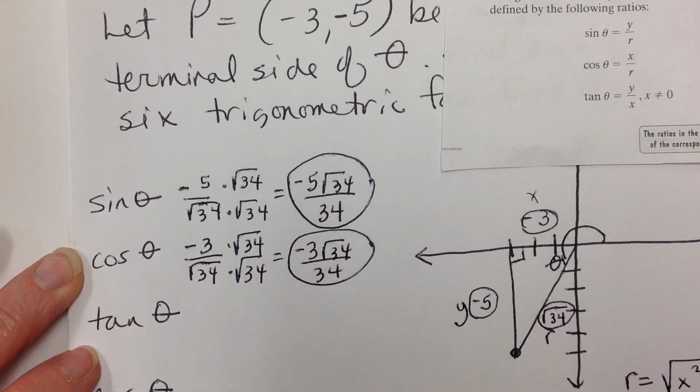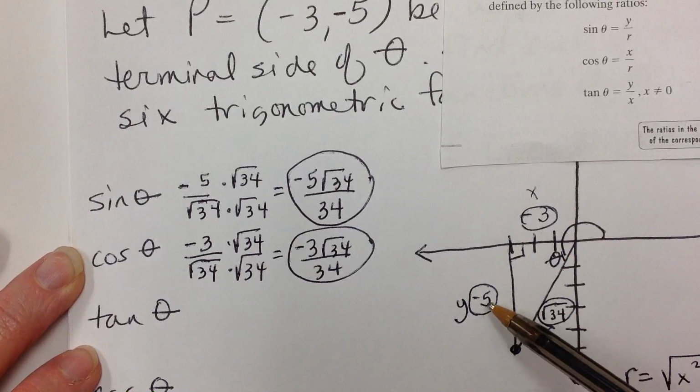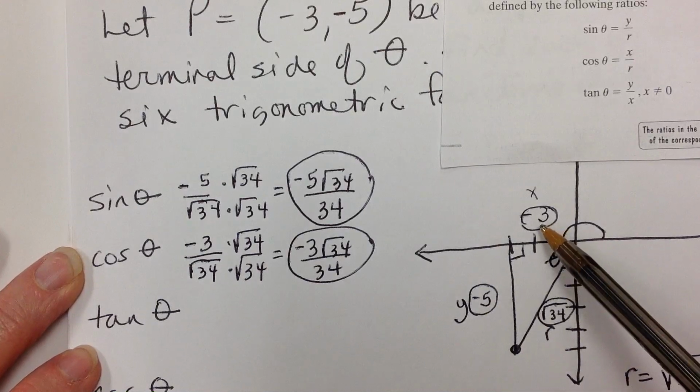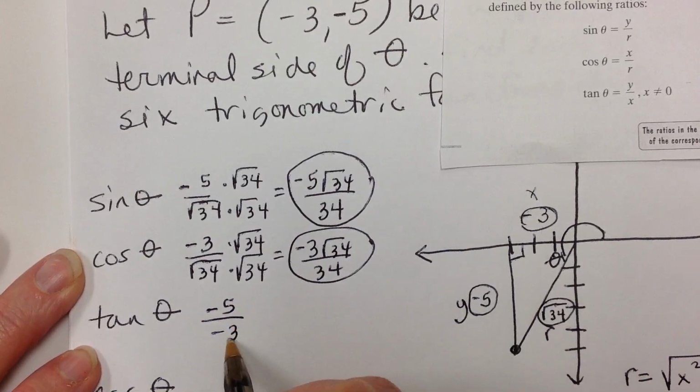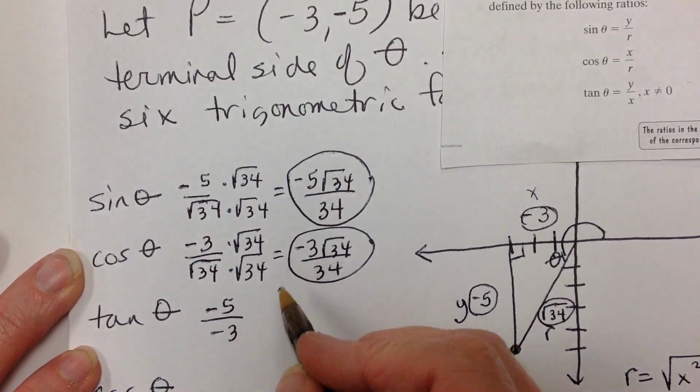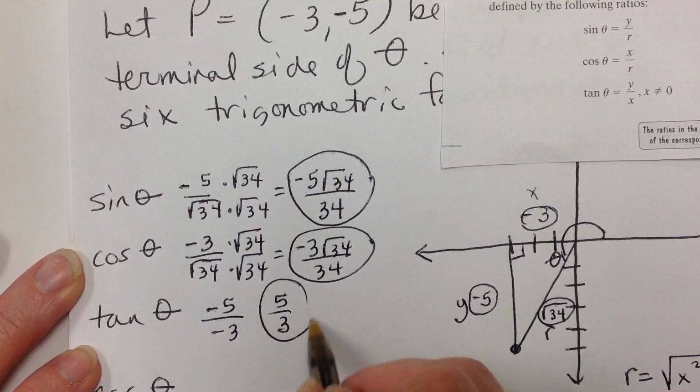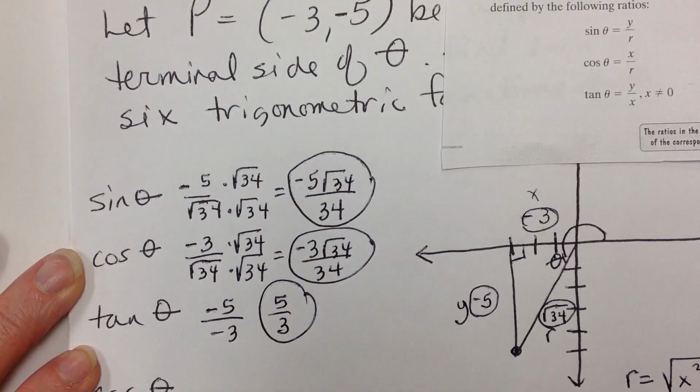And then tangent. Tangent is y over x. So your y is -5 over your x is -3. A negative divided by a negative, you always change that to a positive. So tangent is 5/3.